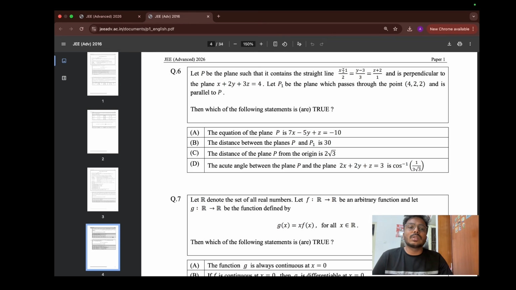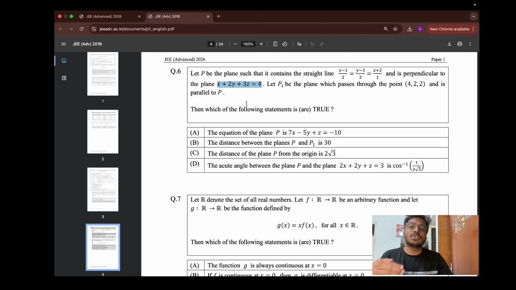Also there is a point (1, 3, -2) which lies on this particular straight line, so that point also lies on this plane. Therefore you will get another equation in terms of a, b, c, d. It is perpendicular to this plane as well, so from there you will get another condition and you will be able to figure out the equation of the plane. And let plane P1 pass through the point (4, 2, 2) and be parallel to P.